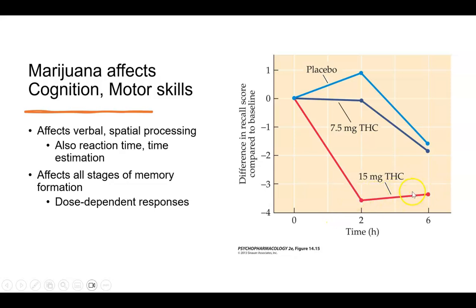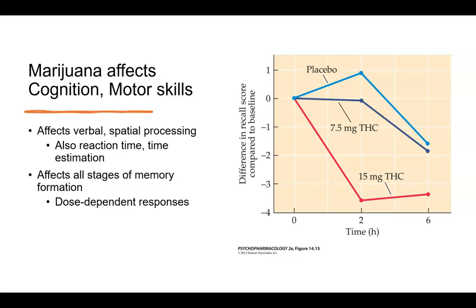And that poor performance is maintained 6 hours later, whereas for the group that got the lower dose of THC and the placebo, in general, we don't expect memory for those things to be better 6 hours later. But you can see that the group getting the higher dose of THC is considerably worse in their explicit memory performance.